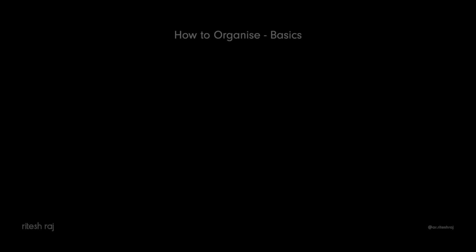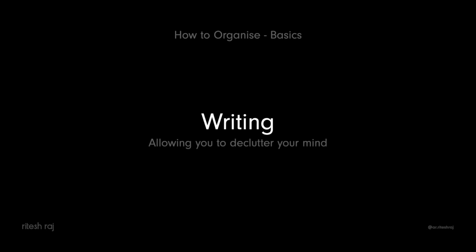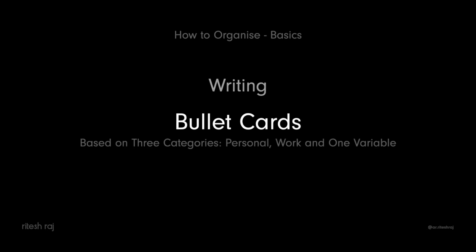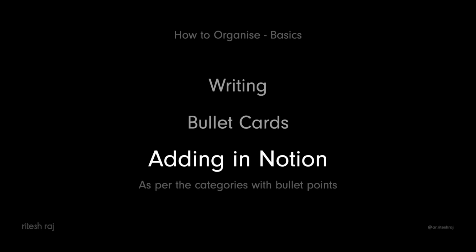Just as a recap, the basic steps included: first, writing, which allows you to declutter your mind. Second, creating bullet cards based on the three categories, that is personal, work, and one variable category. In my case, it is my portfolio, which might be the same for many. And the third one is adding the categories in Notion with bullet points. This will help you initiate your process of organizing.